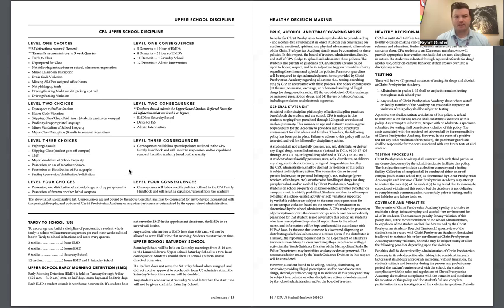On the right side column there, you'll see level 1 consequences. Once you hit 5 demerits in a quarter, you will receive 1 hour of EMD, which stands for early morning detention. EMD will run out of Coach Moat's room, just like last year, from 6:30 to 7:30 in the morning.